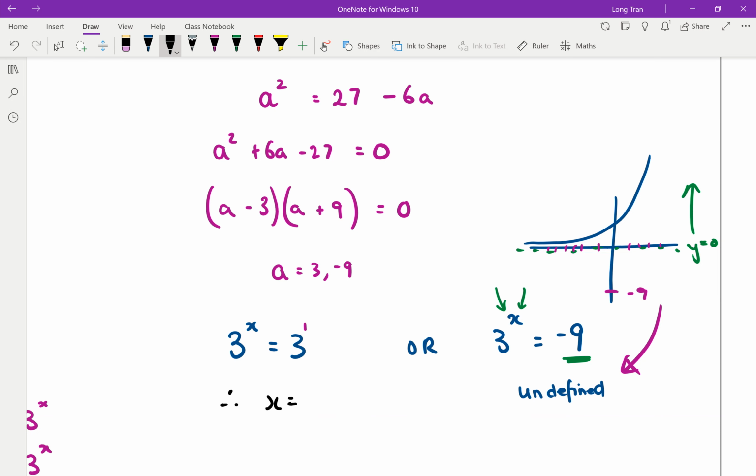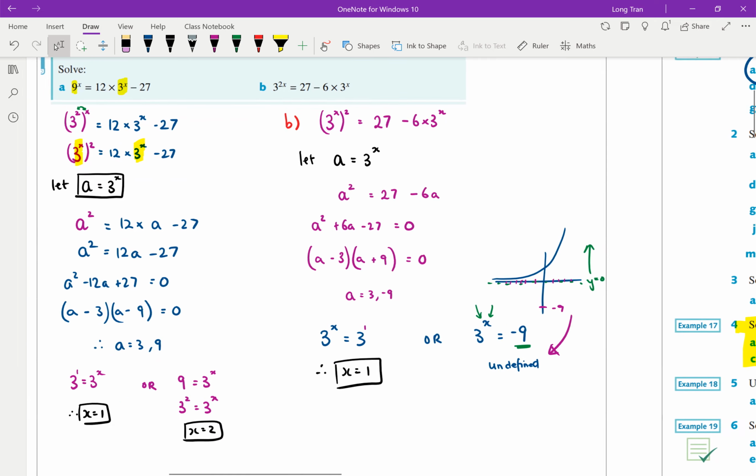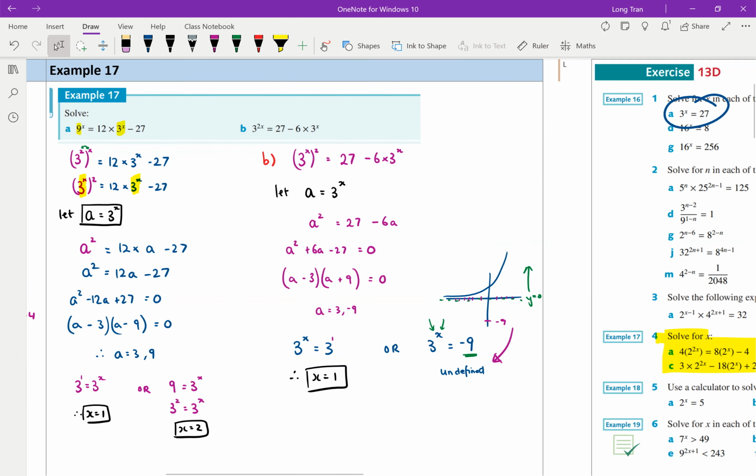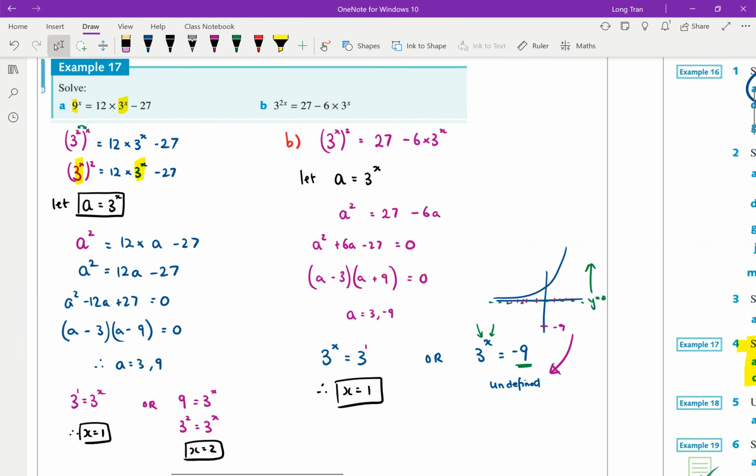Okay, so that's how you would solve example 17 for part A and part B. This is a typical exam question for year 12. Back probably a decade ago, they have probably moved on to logarithms.